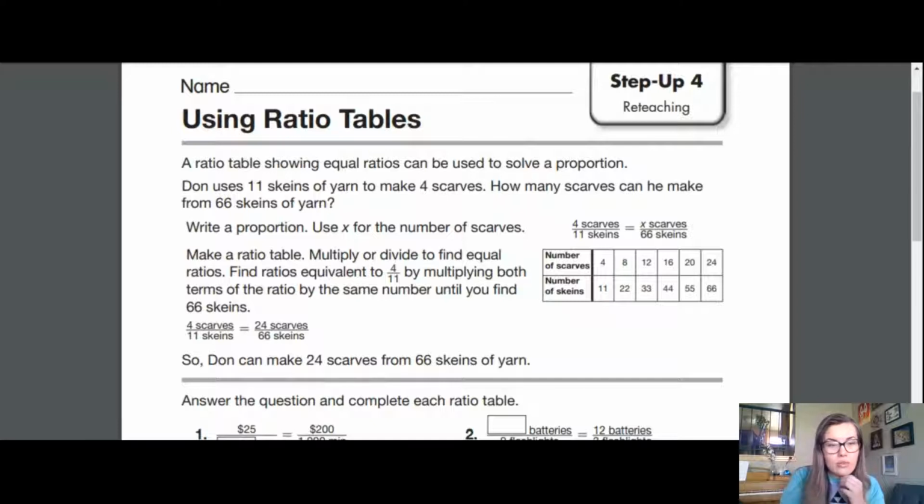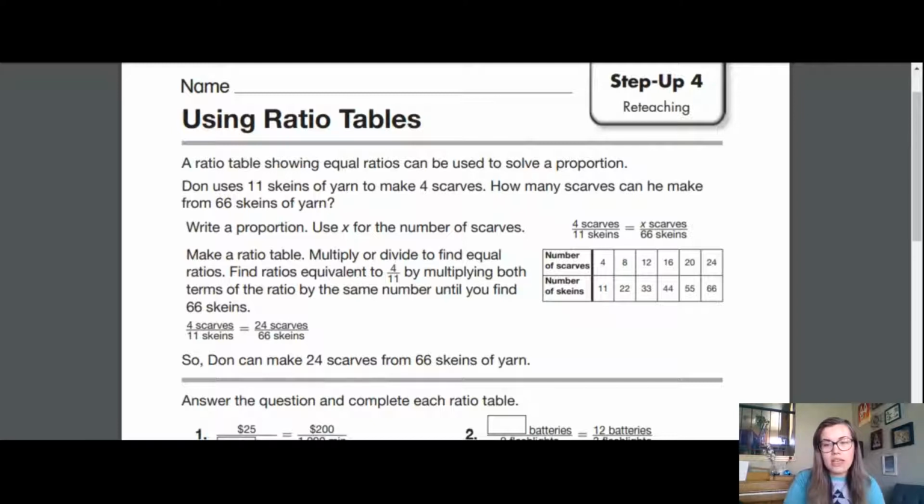So now we have to figure out, so we're going to fill in this table using that proportion. So make a ratio table, multiply or divide to find the equal ratios, find ratios equivalent to 11, 4. So we're basically finding almost like equivalent fractions to that. And we know how to make equivalent fractions. We either multiply or divide to figure out equivalent fractions. So until we get to 66. So the question is, how many scarves can he make from 66 skeins of yarn?